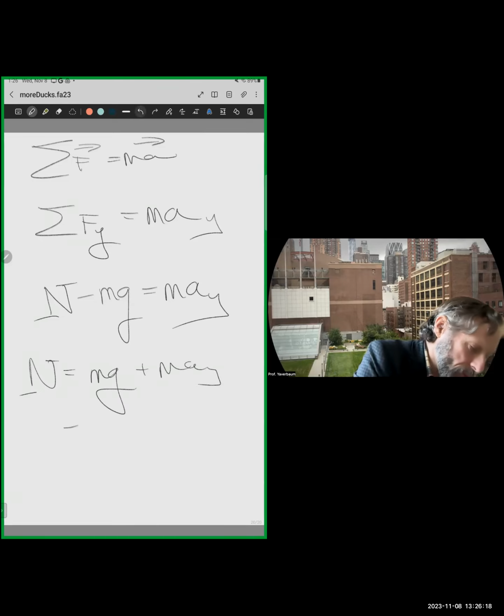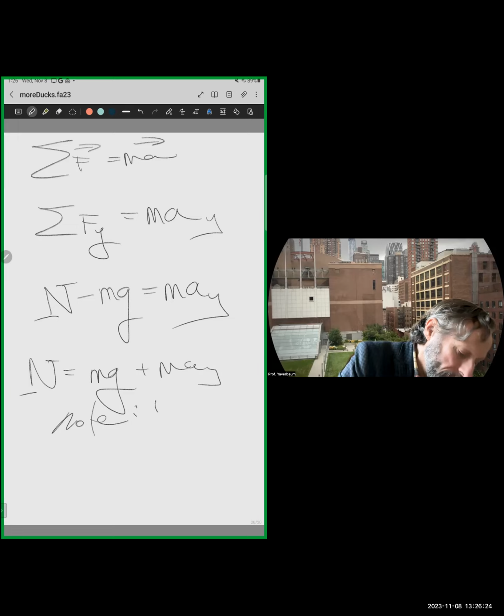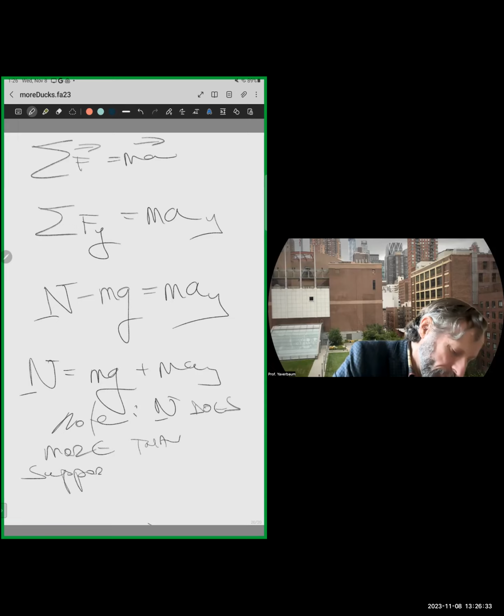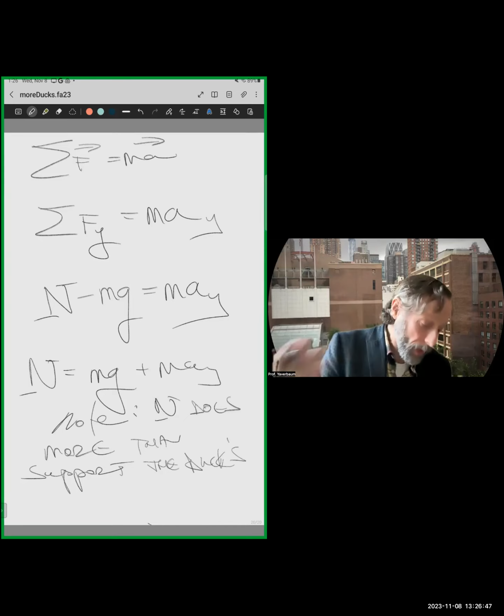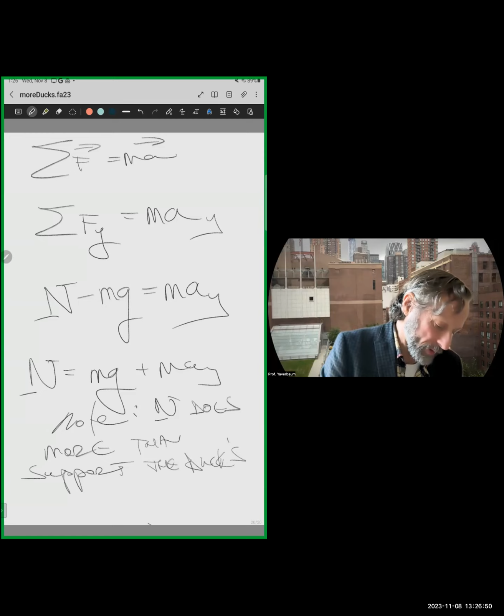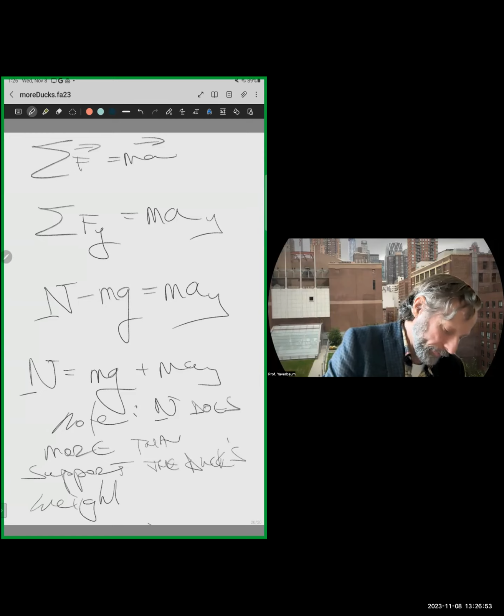Note, again, the normal does more than support the duck's weight, right? Like in the sled problem, the normal force did less. It had help from the string. It did less than support the weight. Here, the normal is doing more than supporting the weight. It's supporting the weight and accelerating it up. Like the normal does what the normal does. Normal does more than support the duck's weight. It accelerates it up.